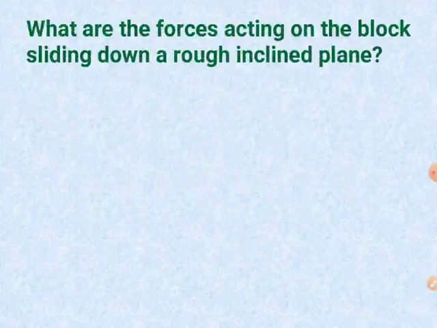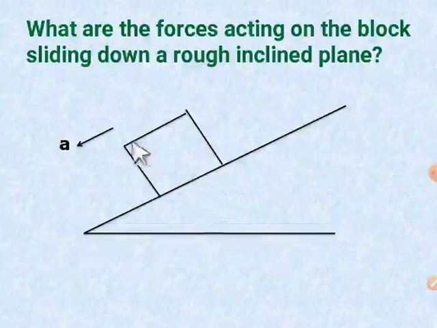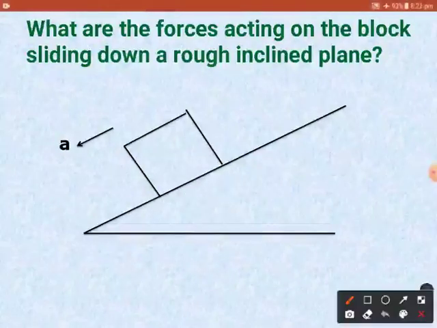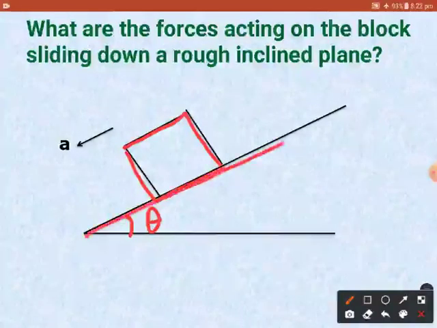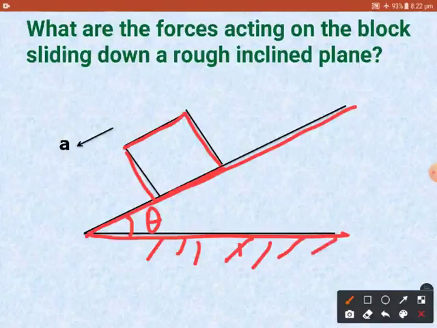Now let's see, what are the forces acting on a block sliding down a rough inclined plane? Let's take an inclined plane, and you keep a block, a body, onto this inclined plane. The angle that we have here, let's take this as theta. This is the block, an object, put on this inclined plane. This is a horizontal plane. Onto this inclined plane, what happened? You keep an object.